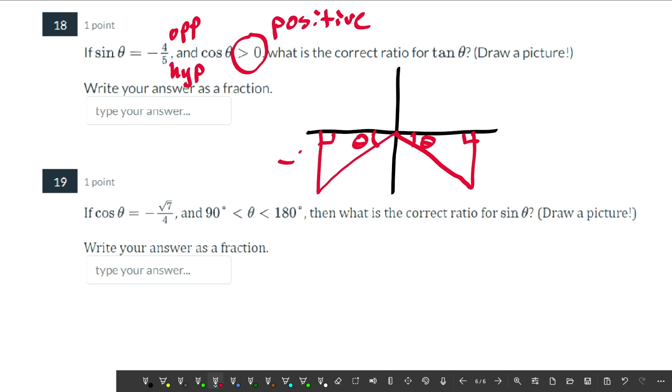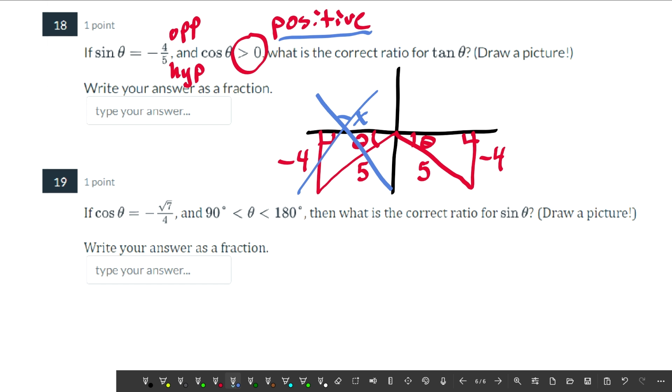So it's either negative 4 and 5 like this, or negative 4 and 5. Remember, they're telling us that cosine has to be positive. So if cosine is positive, that means your x has to be positive. This would be a negative distance, right? If you got the value here, this would be a negative x value. But over here, it'd be a positive x value. So what that means is we have to throw away this triangle, and the triangle on the right would be my correct triangle.